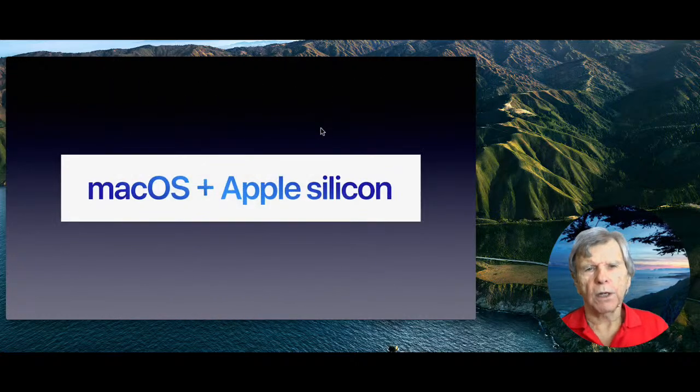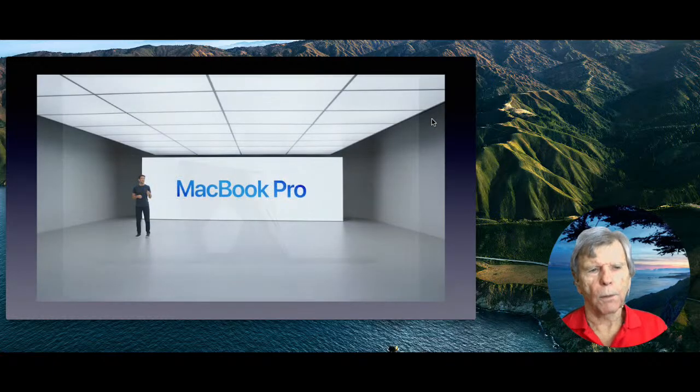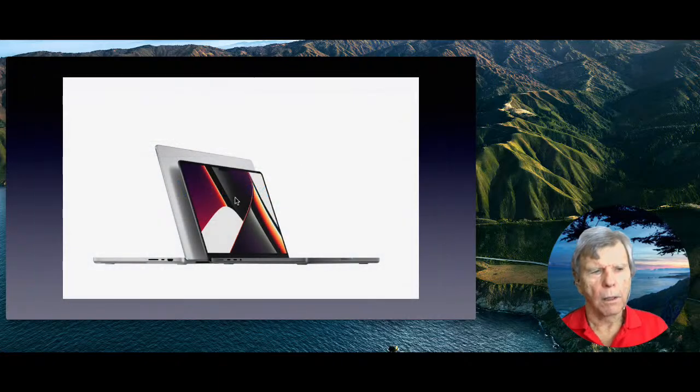So one of the main reasons that all this works so well is because Apple controls the software, the operating system, and the hardware. So they tweak it so that they get the most performance out of the combination of the whole system. So the MacBook Pro, there you see the new ones. And we're going to talk about some details here in just a second.